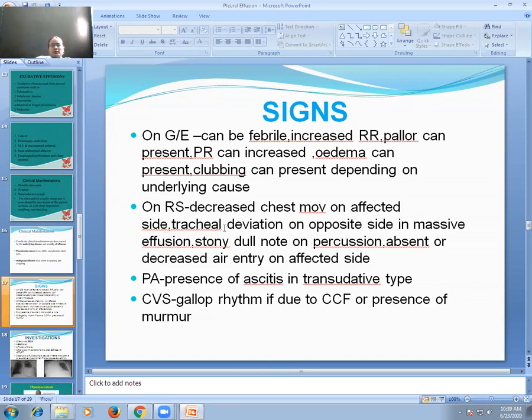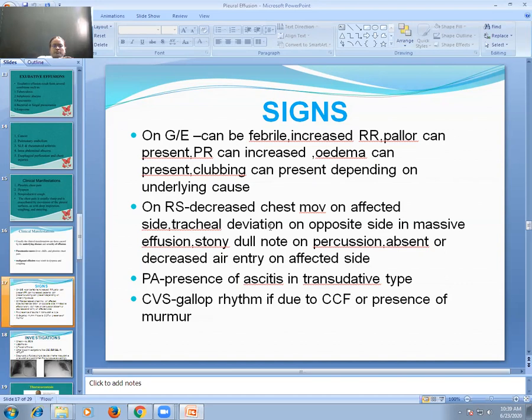Then in palpation, next we have to see the position of the trachea, whether the trachea is central or deviated. Normally, your trachea is in a central position. But if your effusion is very large or gross, the trachea can be shifted to the opposite side. If there is a large pleural effusion on the right side, the trachea is pushed to the left side. If there is a large pleural effusion on the left side, the trachea is pushed to the right side. So there is tracheal deviation to the opposite side in case of massive effusion. So you have to confirm the position of the trachea.